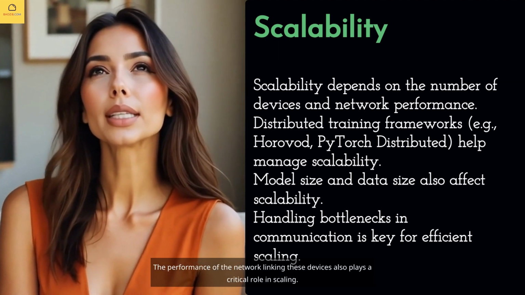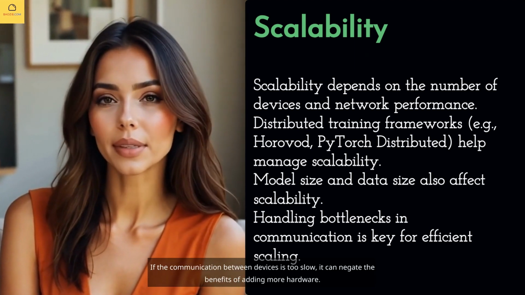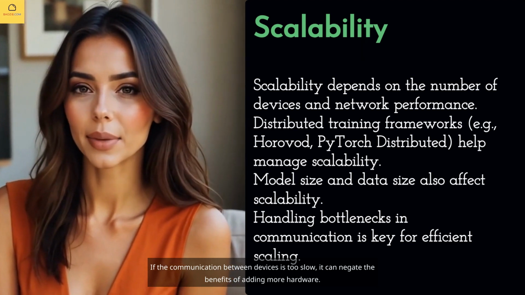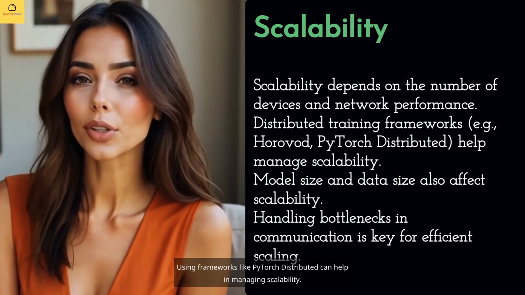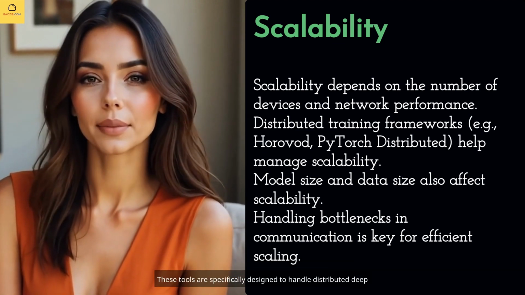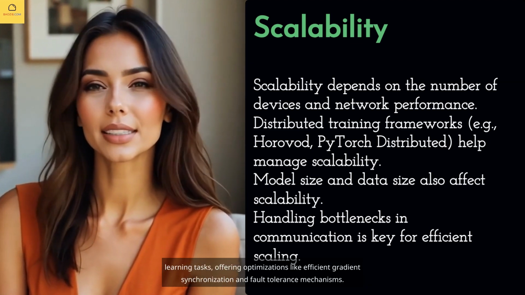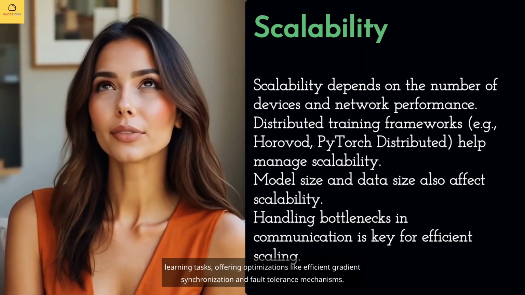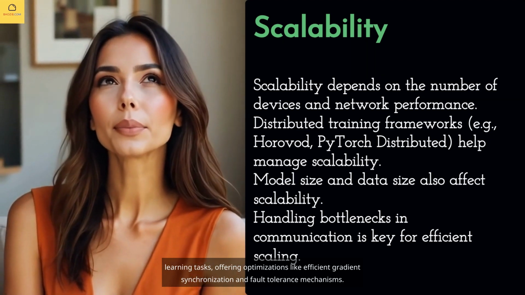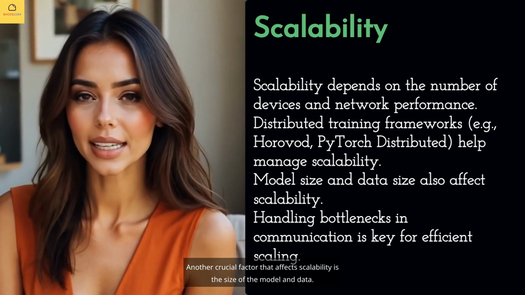The performance of the network linking these devices also plays a critical role in scaling. If the communication between devices is too slow, it can negate the benefits of adding more hardware. Using frameworks like PyTorch Distributed can help in managing scalability. These tools are specifically designed to handle distributed deep learning tasks, offering optimizations like efficient gradient synchronization and fault tolerance mechanisms. Another crucial factor that affects scalability is the size of the model and data.